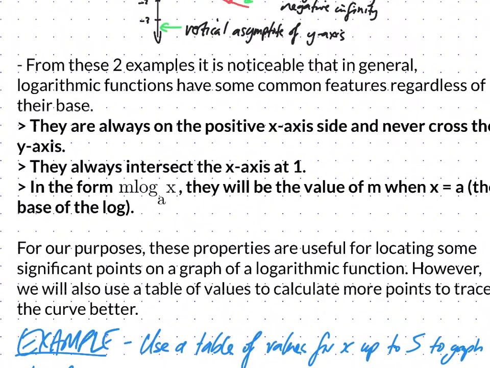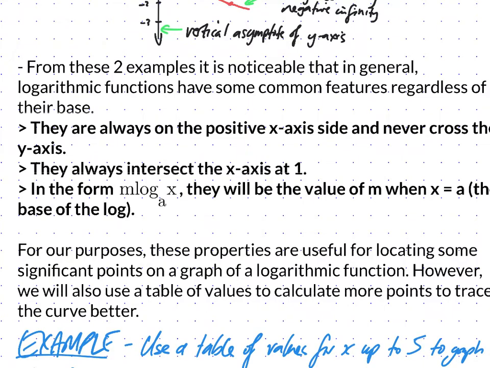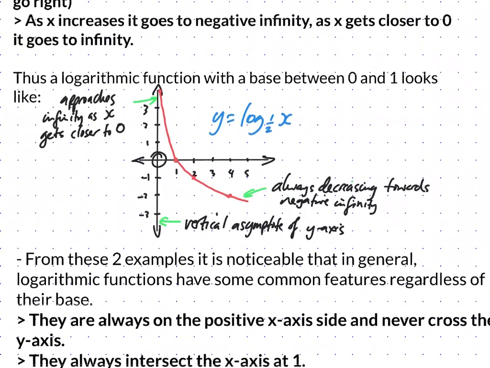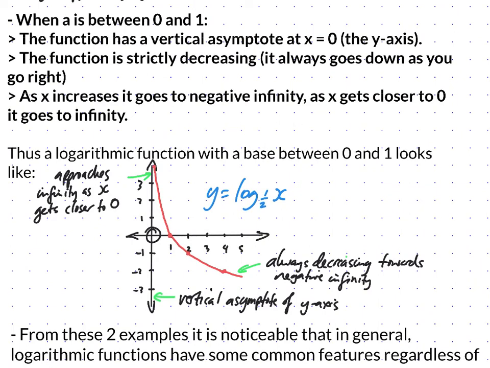So from these two examples, you actually notice some general features of a logarithmic function, regardless of their base. They're always on the positive x side, so they're on the right of the y-axis. They never cross the y-axis onto the left side. They also always intersect the x-axis at 1. So you'll notice here that y equals log to the base of a half of x crosses the x-axis at 1.